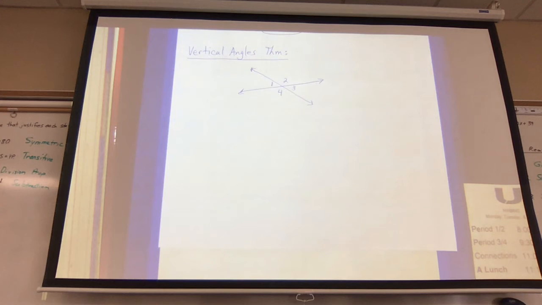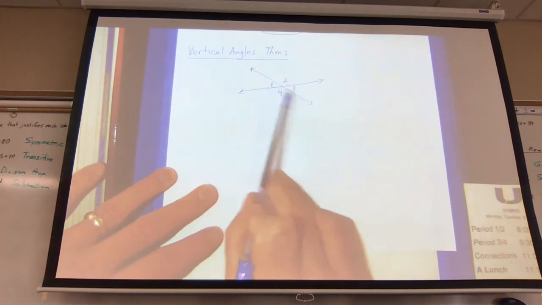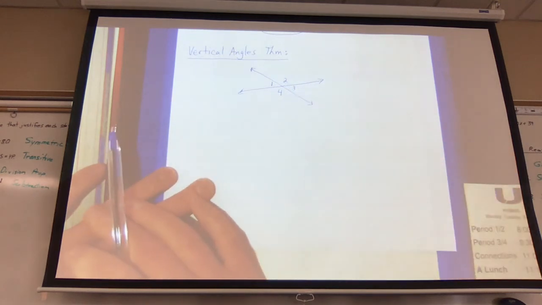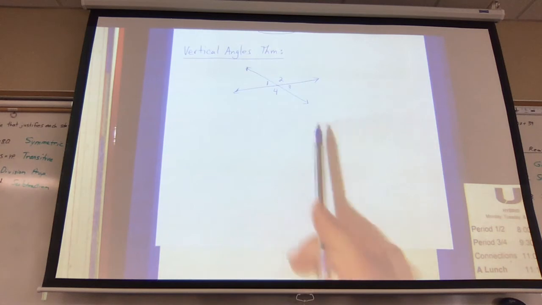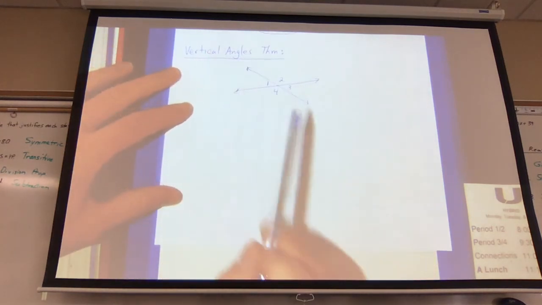And back in chapter 1, when we talked about vertical angles, we said vertical angles are going to be across from each other. So if you look, angles 1 and 3 are across from each other, they'd be vertical angles. And 2 and 4 are across from each other, they would be vertical angles. And one of the things we mentioned back when we talked about vertical angles in chapter 1 is we said vertical angles are always congruent to each other. And that's what the vertical angles theorem here is going to say.